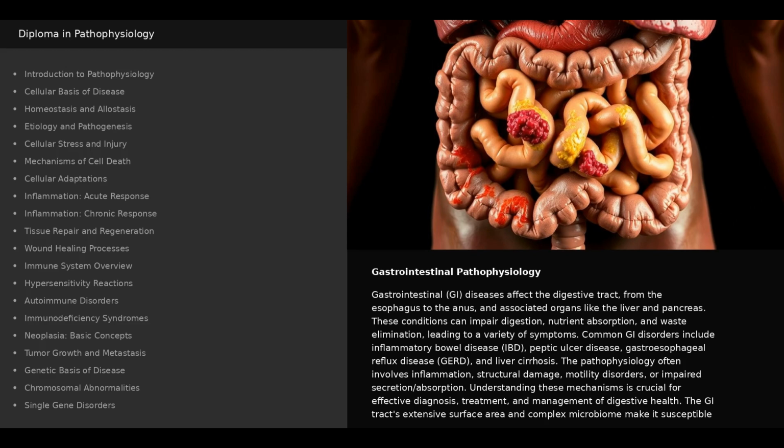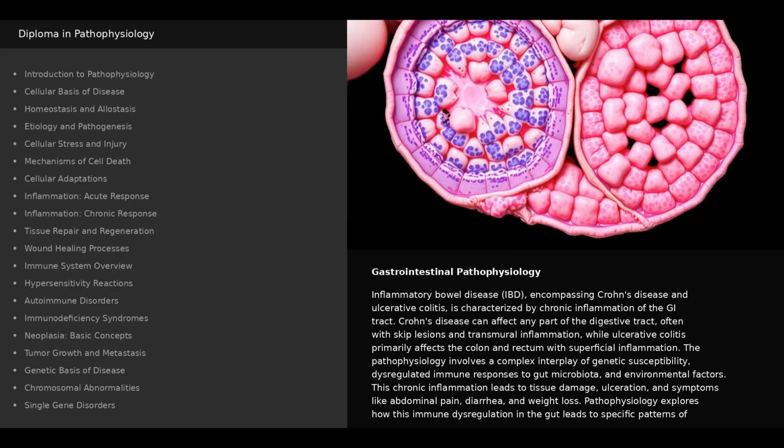The GI tract's extensive surface area and complex microbiome make it susceptible to various insults. Inflammatory bowel disease, IBD, encompassing Crohn's disease and ulcerative colitis, is characterized by chronic inflammation of the GI tract. Crohn's disease can affect any part of the digestive tract, often with skip lesions and transmural inflammation, while ulcerative colitis primarily affects the colon and rectum, with superficial inflammation.